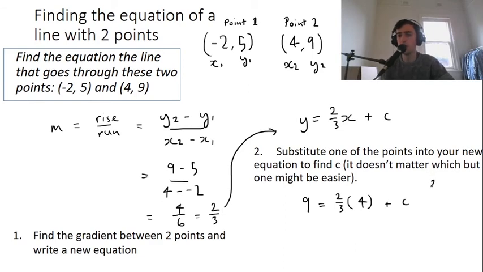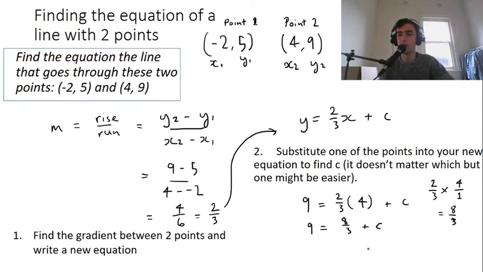But 2 over 3 times 4, remember, if I have a number, I can change it into a fraction by dividing by 1. Why would I want to do that? Because if I am multiplying two fractions, you just multiply the tops and the bottoms. So that's 8 divided by 3. And again, we'll leave it like that for now. So 9 equals 8 over 3 plus c.